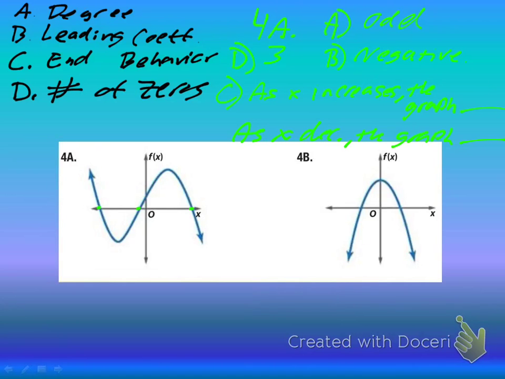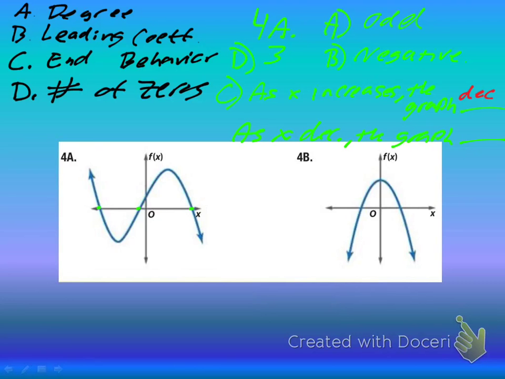So, as x increases, as our x's are getting bigger, your graph is what? Getting smaller. See how it's pointing down on the right side? So as x increases, the graph decreases.